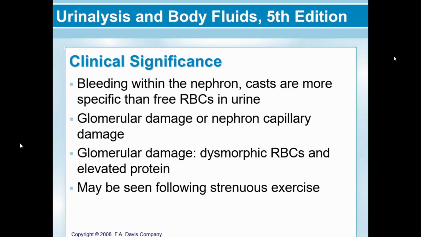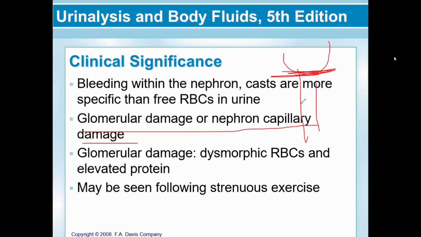So this is commonly seen in glomerular damage, or nephron capillary damage. As I told you, when the glomerular membrane is badly damaged, or there is damage to the surrounding capillaries of the nephron or kidney tubules. Remember, in renal anatomy and physiology, surrounding your tubules, we have the vasa recta or the surrounding capillaries. So if those are injured, they may cause leakage.